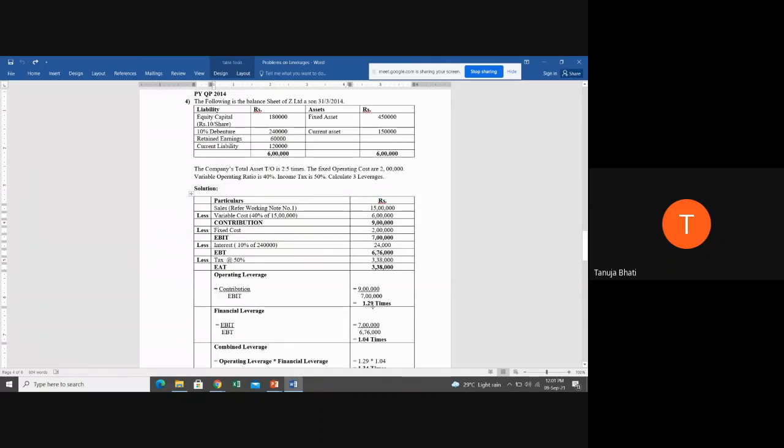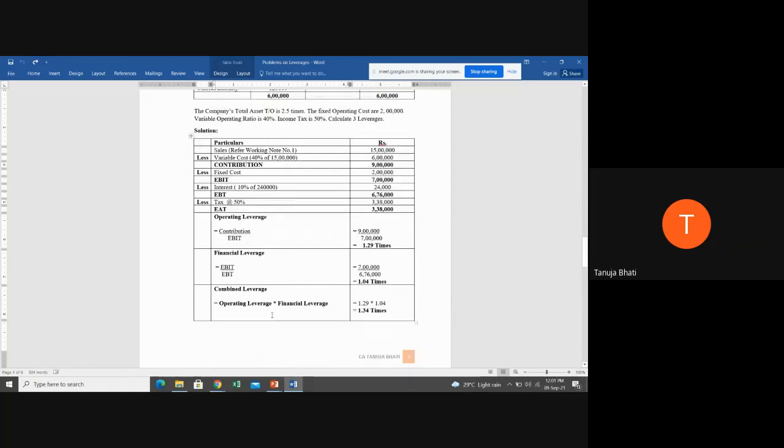Either you can multiply 1.29 times into 1.04 times, and you will get the answer of combined leverage. Or you use the formula: contribution divided by EBT. When you do 9 lakh divided by 6,76,000, then also you will get the answer of combined leverage, which will be the same. So here I have simply combined the operating leverage and financial leverage. That is the answer of operating leverage as 1.29 into the answer of financial leverage, that is 1.04. So the combined leverage that I've got is 1.34 times.